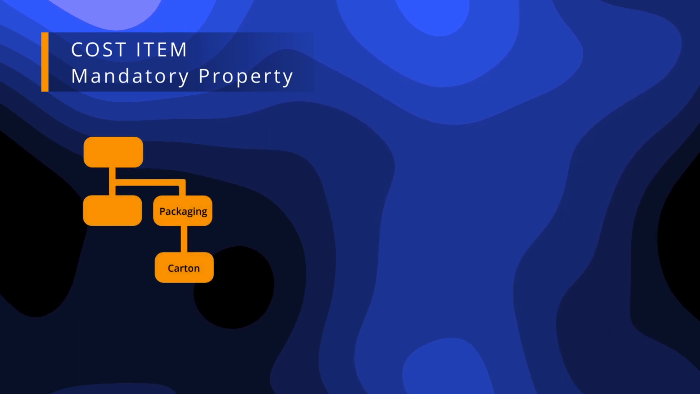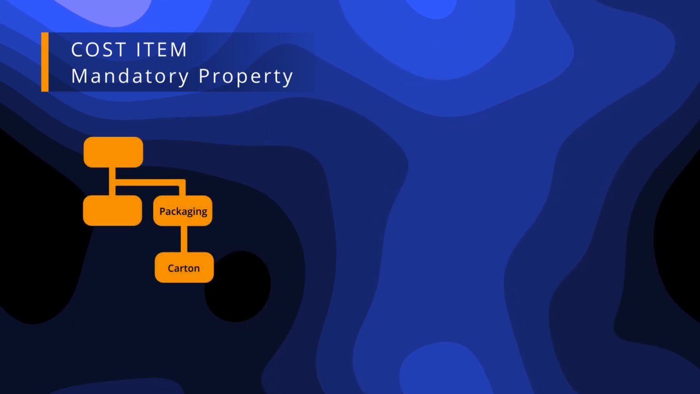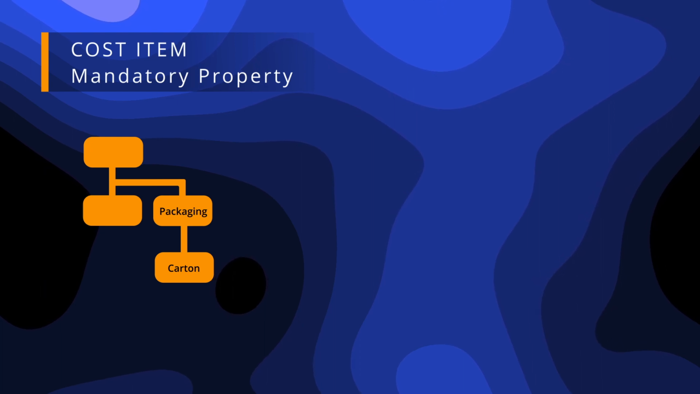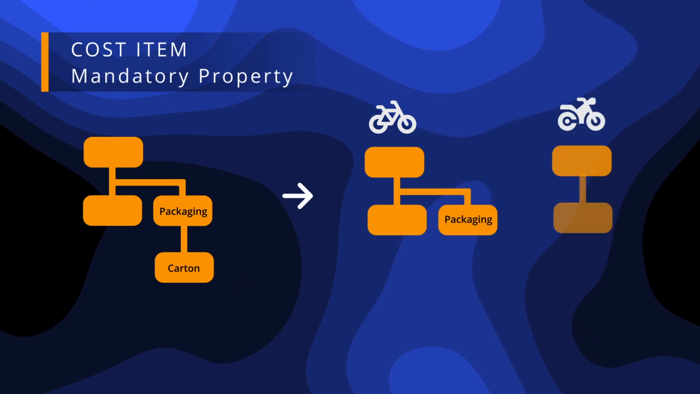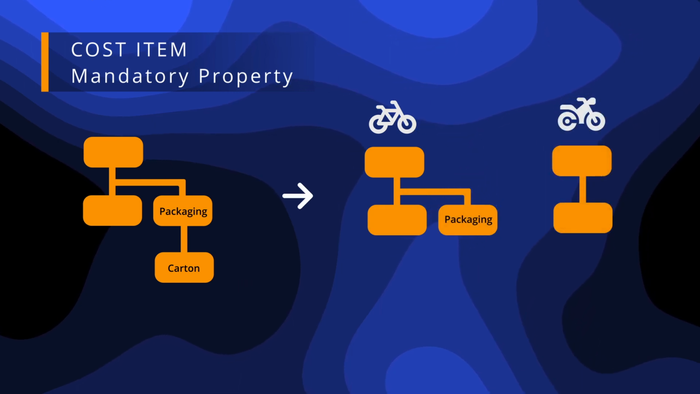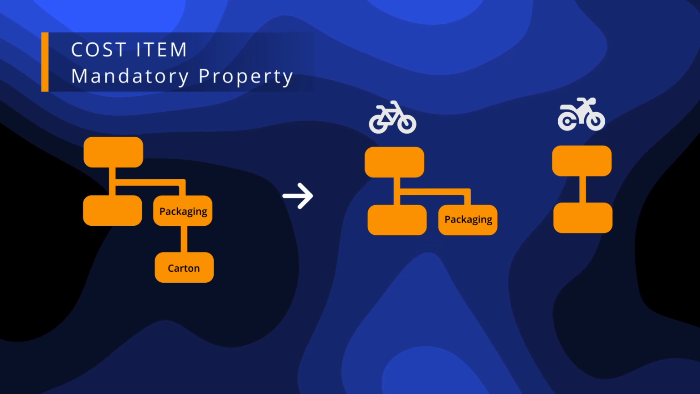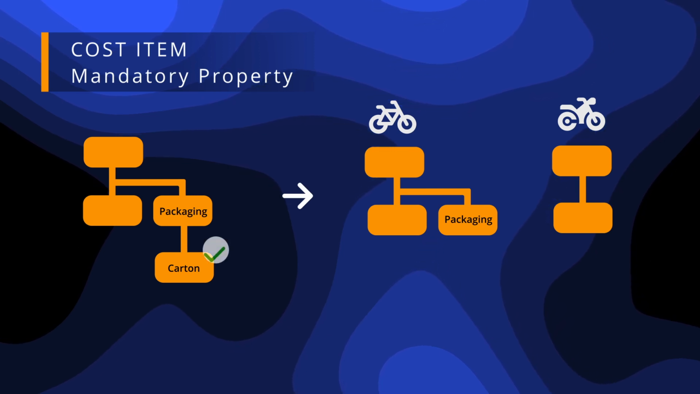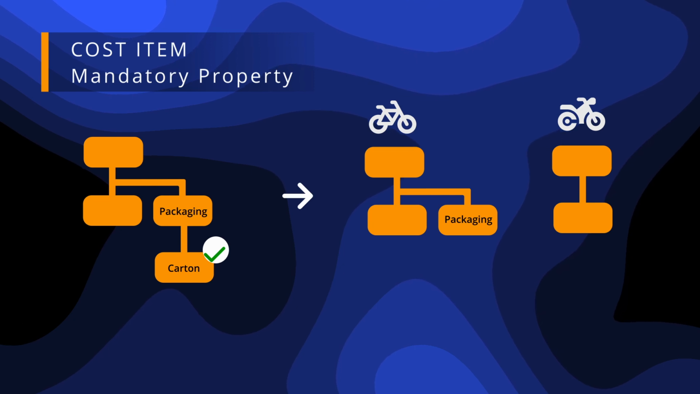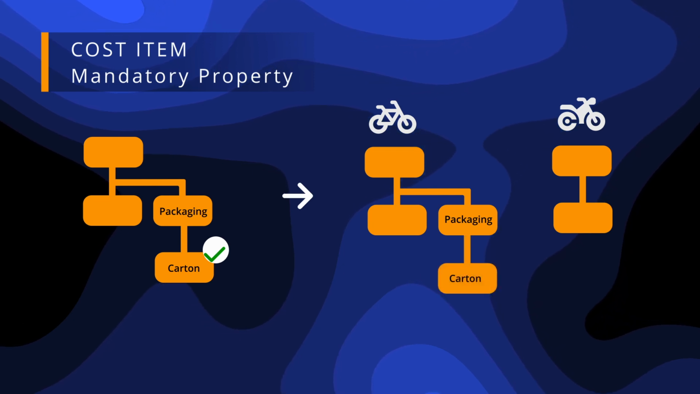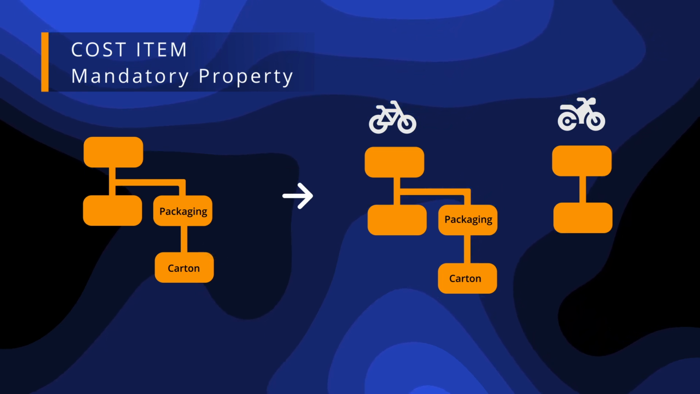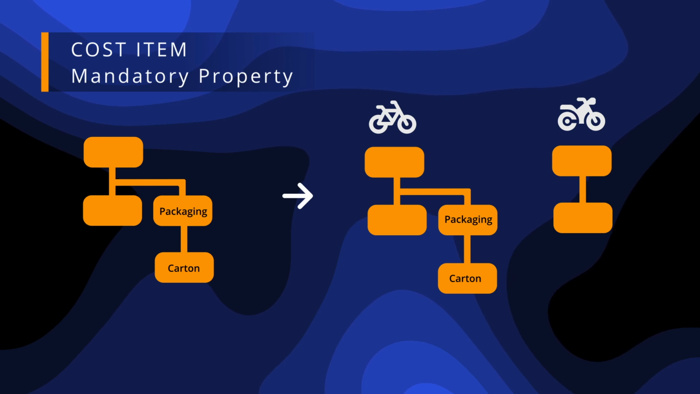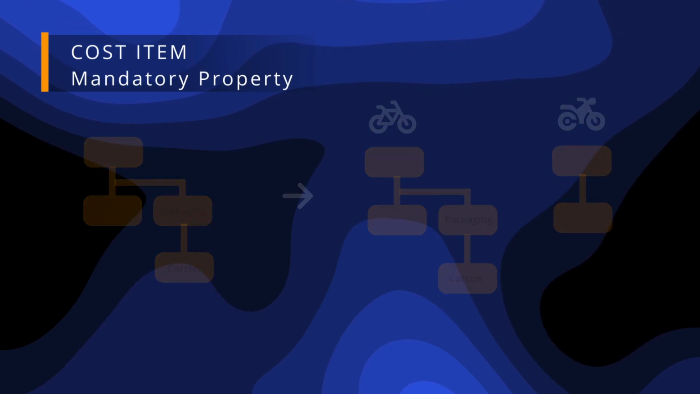To show you how you might use the mandatory property, suppose you have a cost structure containing a packaging cost item with the child carton. Let's say this cost structure is implemented in two products. The bike has packaging, but the motorcycle doesn't. If you want all products with packaging to use a carton, then you check the carton's mandatory property. Those products with packaging would automatically implement the carton, but those without packaging wouldn't. When a mandatory cost item is implemented in the product costs, it can't be removed unless you uncheck its mandatory property. Unchecking its mandatory property does not automatically remove it.